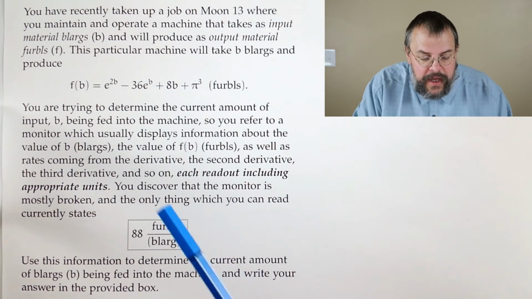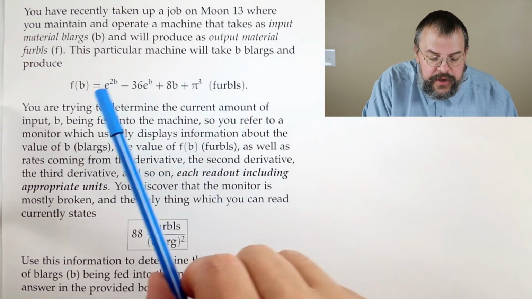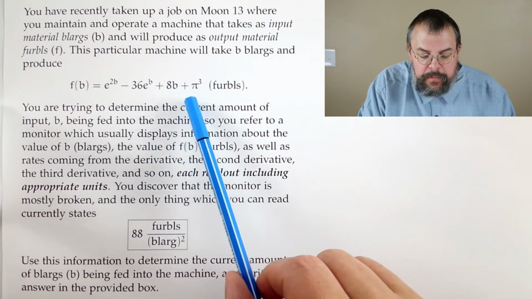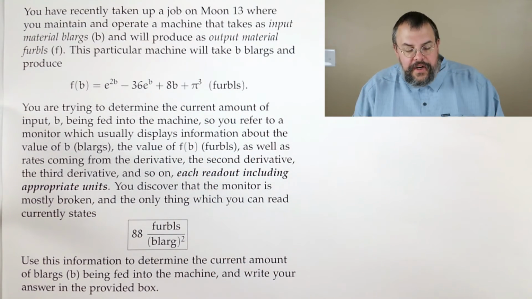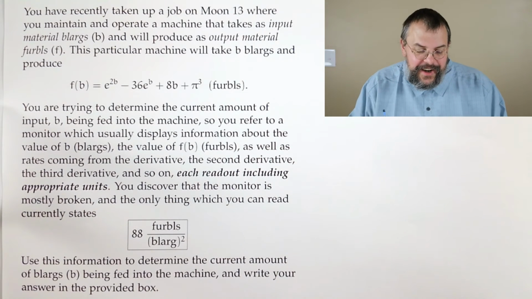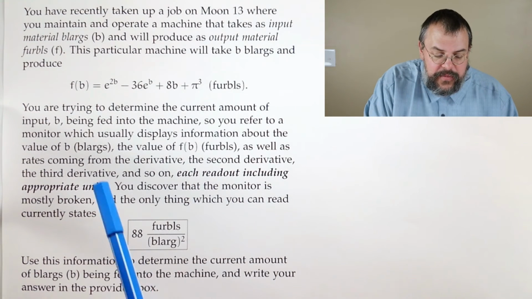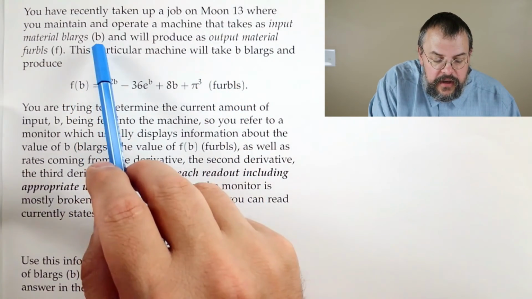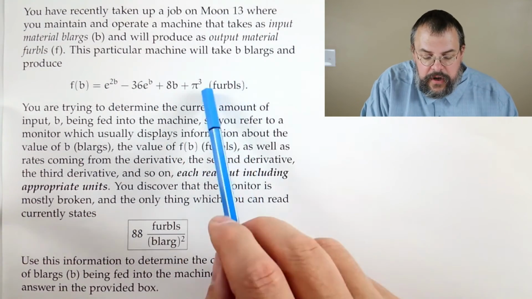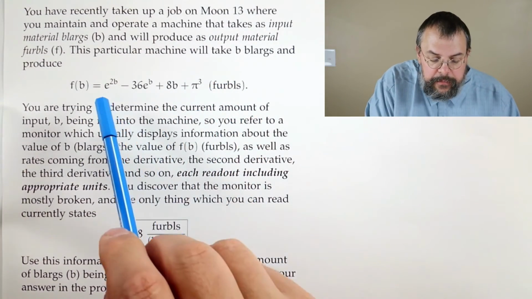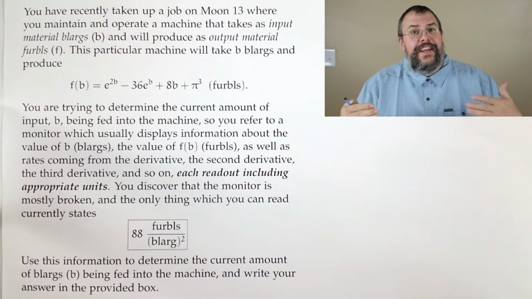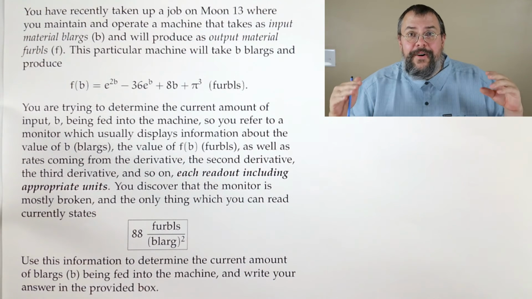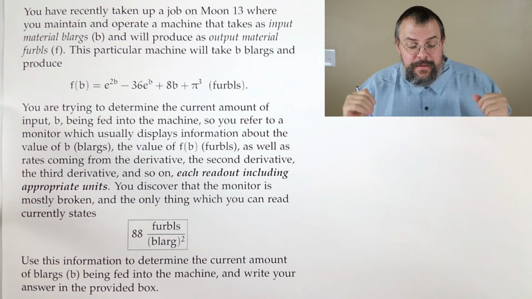And okay, where are we? This particular machine will take b blargs and produce f of b equals e to the 2b minus 36 e to the b plus 8b plus pi cubed furbles. Good. Whew. Now, our input, this is important. Let's just pause. Our input are blargs, our output is furbles. We can see this because b is a blarg, and it says here where our units are furbles in the output. And b is our variable. b doesn't sound like a variable name, but that's okay. We can use variable names to be whatever they want.